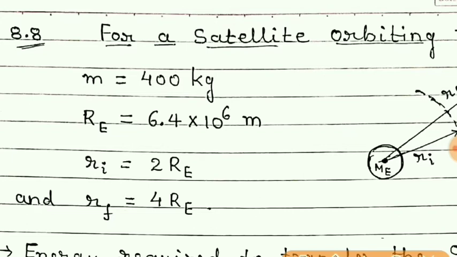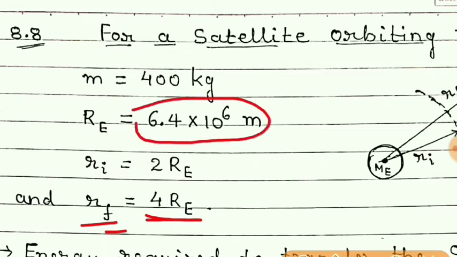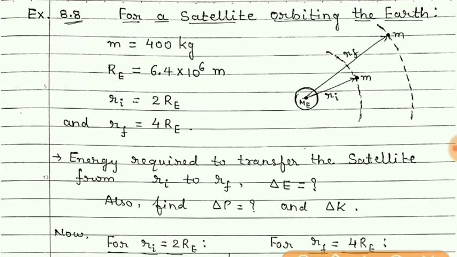The new orbit is given as 4 times Re. The radius of the earth is to be taken as 6.4 into 10 raised to 6 meter. Here we want to find the change in its total energy. Initially it was in this orbit. Now when it is sent to the next orbit, that is the final orbit, we know that there is some change in the energy, meaning we need to supply some energy so that it will reach this next orbit.